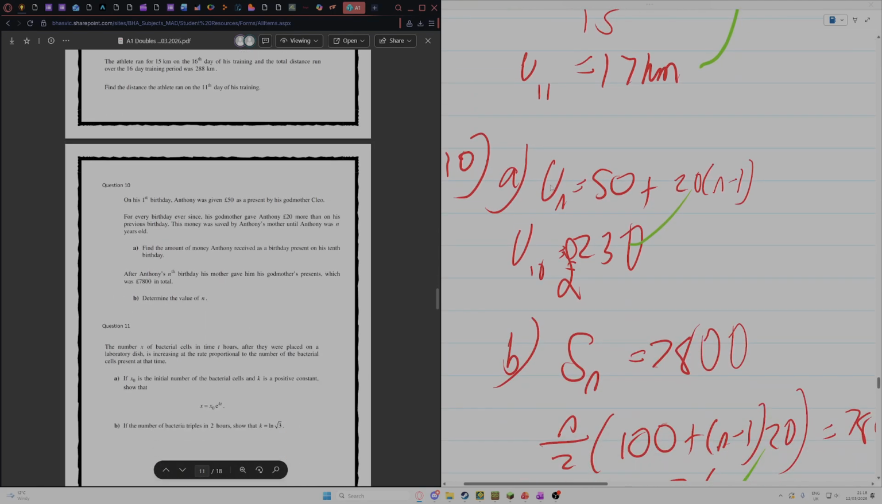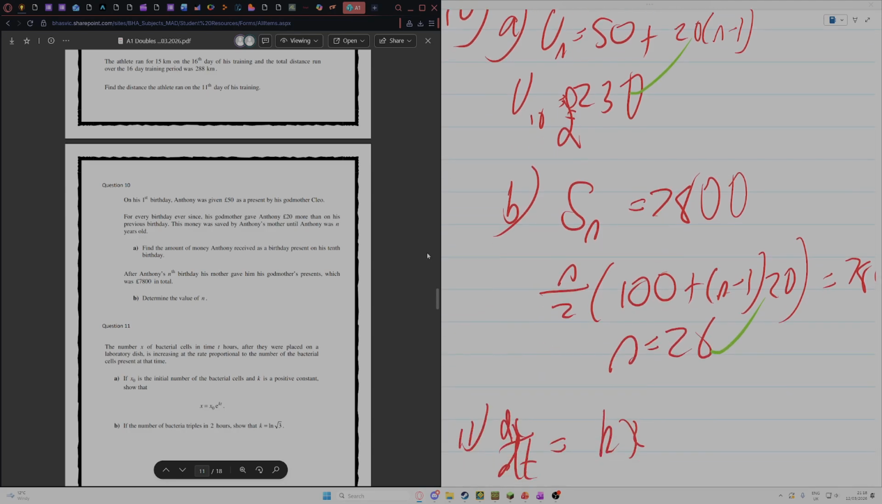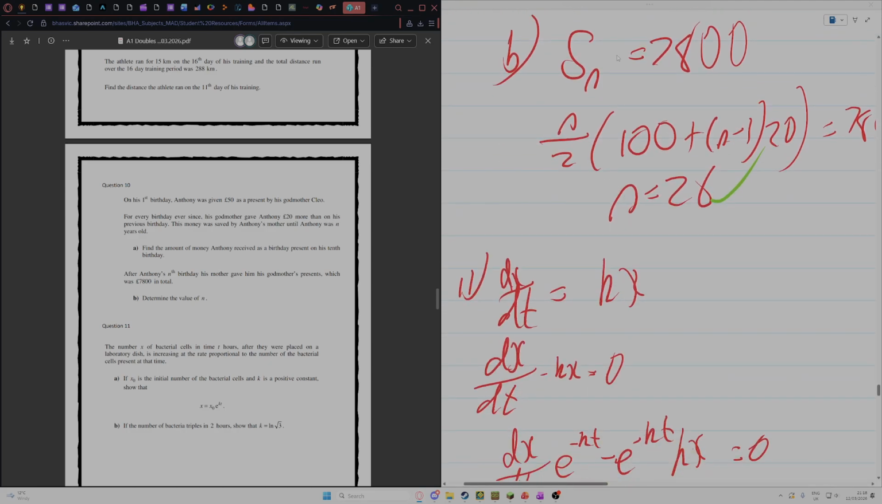Question 10 is, again, it sounds boring because it is boring, it's just the same question over and over again. It's just Un, Sn, dy by dx, and that's it. And then substitution, it's just boundary conditions and substitution. Anyway, so this question 10, find Un, find U10, find Sn, Sn equals 7,800, find n.